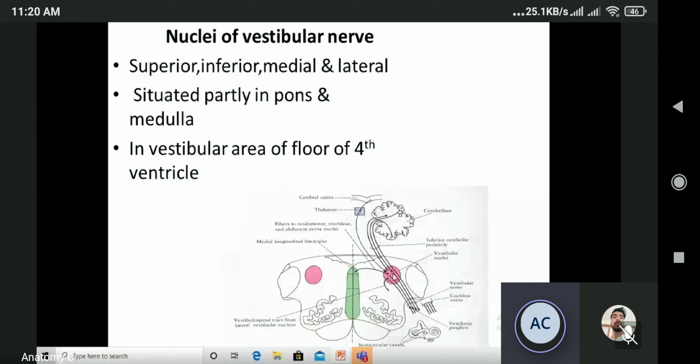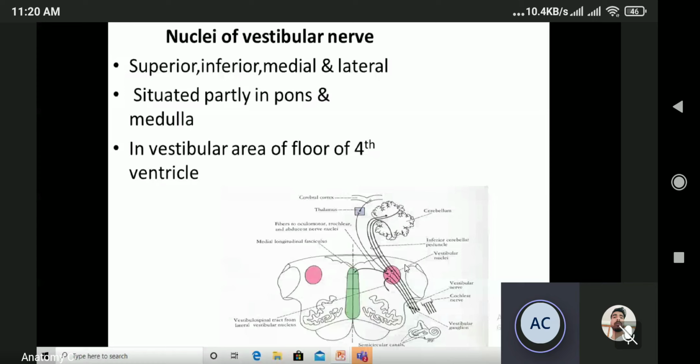Now, what is the location? They are partly in the pons and partly in the medulla. So you should know the location. They are partly in the pons and partly in the medulla, and mainly in the vestibular area, which lies in the floor of the fourth ventricle. So whenever you draw the diamond-shaped floor of the fourth ventricle, you are supposed to draw this. You should know where the facial colliculus lies. You should know where the vestibular area is. Now these are the four vestibular nerve nuclei.